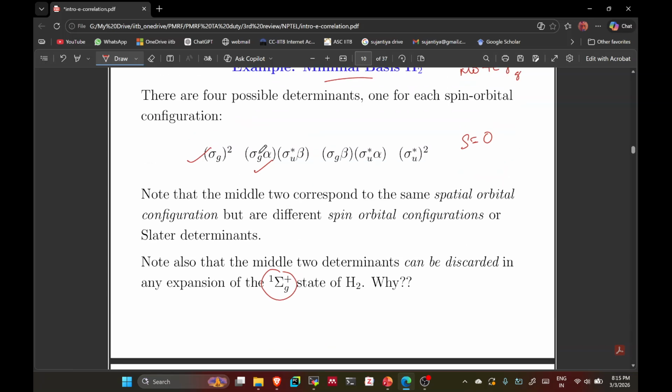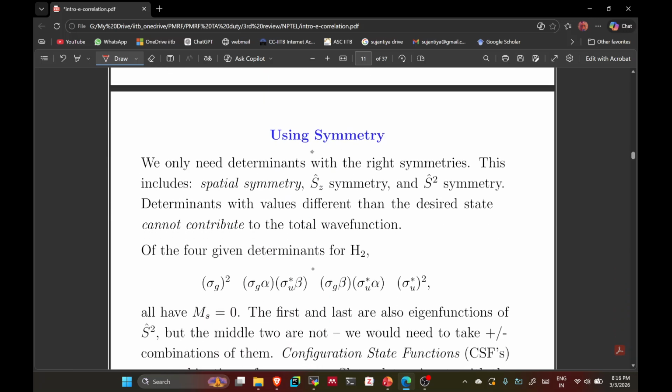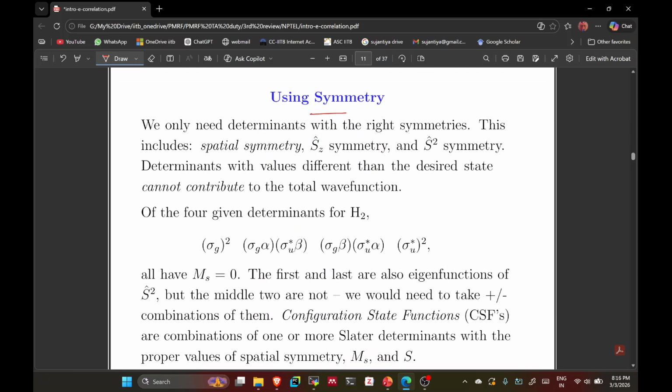So now here you need the Slater determinants which give you this gerade symmetry. Now if you look at these two determinants, one is gerade and one is ungerade, and if you take the product it gives you ungerade. So this cannot be considered as a Slater determinant to expand this singlet sigma g plus state. However, they can expand, for example, the singlet sigma u state, right? But not this state.